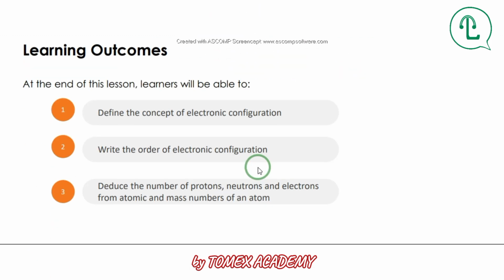Learning outcomes. At the end of this lesson, learners will be able to define the concept of electronic configuration, write the order of electronic configuration, and deduce the number of protons, neutrons, and electrons from the atomic and mass numbers of an atom.